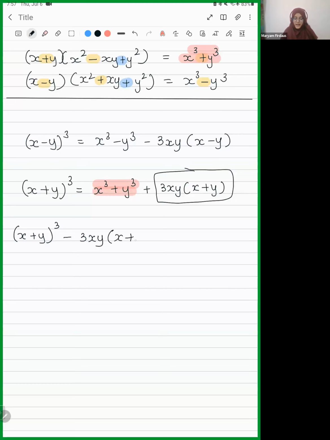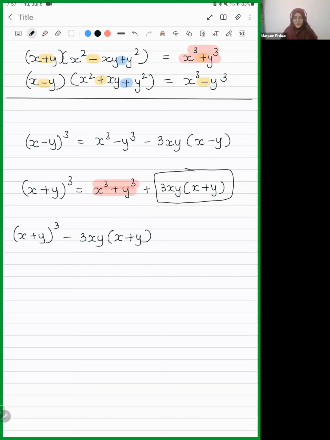Because this entire term is positive. When you take this whole thing to the left hand side, the whole term goes as it is, and you just put a negative sign in front of that term. That's all. Okay.